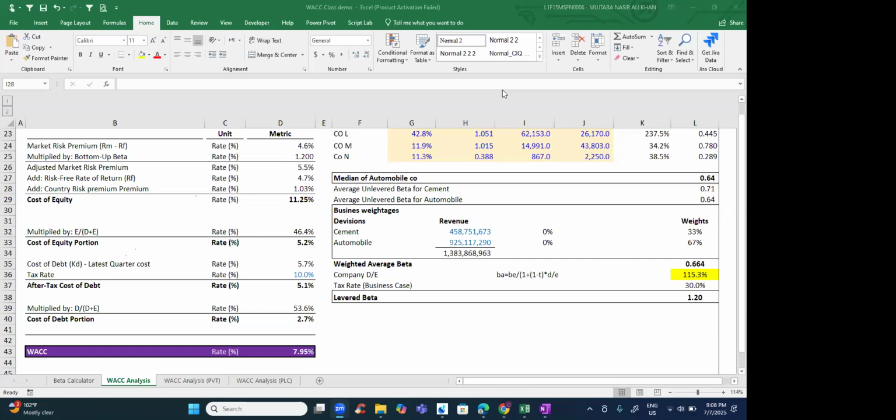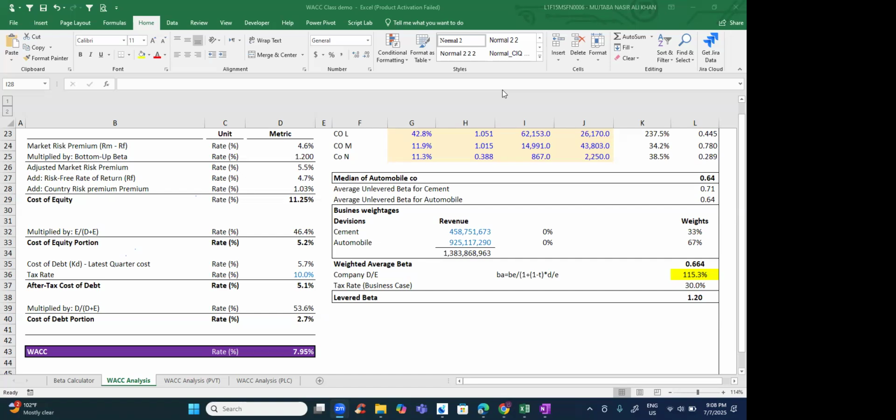Abdullah, just give me 1 minute. Levered beta means geared beta, beta equity. Unlevered beta means ungeared beta or beta asset. Zakat amount will be treated as a tax expense.